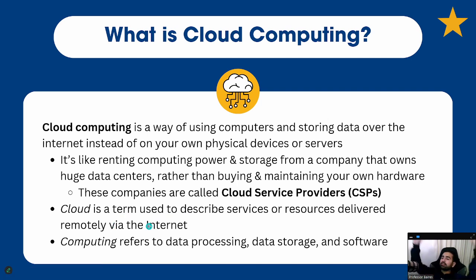Now, remember, the cloud, it's not some floating magical thing that's in the air. It's actual physical resources. I'll definitely throw a little extra video for this week for those of you curious how the internet works and how the cloud works, which is really just another term for delivering stuff over the internet. And then, of course, computing refers to data processing, data storage, and software. So we're going to talk about what are the different types of computing resources that are delivered.